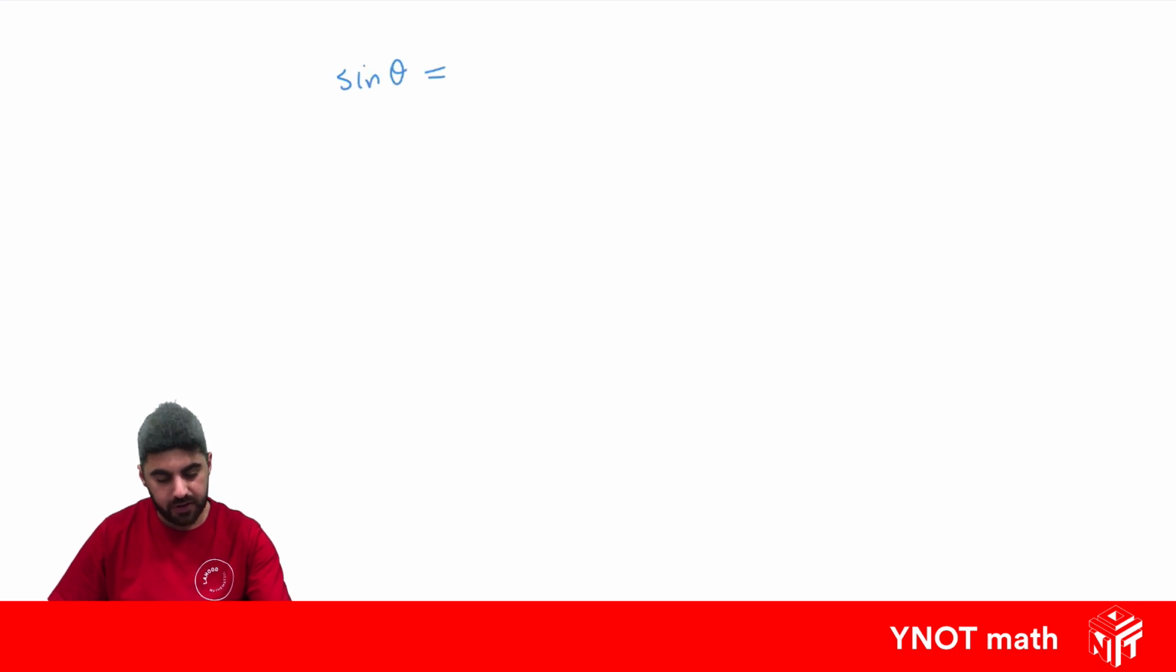So if we have sine theta equals a number, how are we going to solve for theta if we don't know it? Well, we can do something called the inverse function. And what that does is it switches a and theta. So theta becomes the subject, and then we get the inverse sine of a.